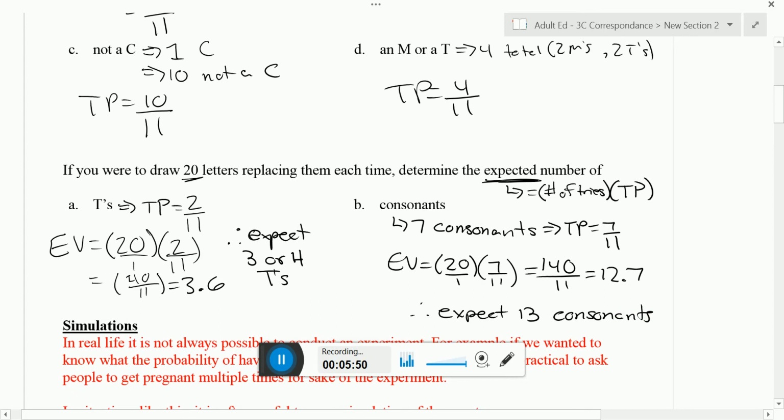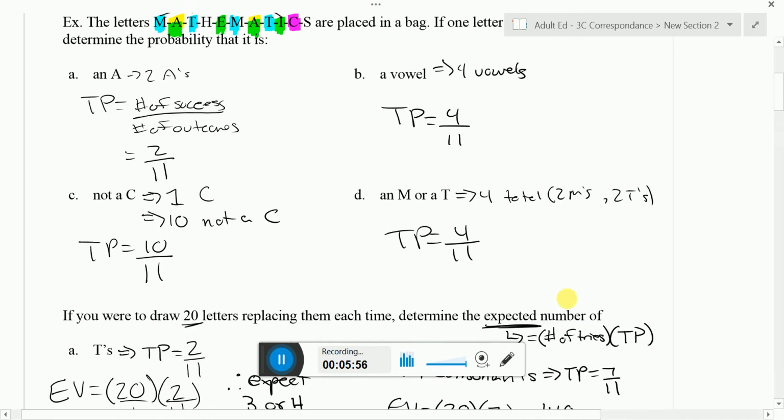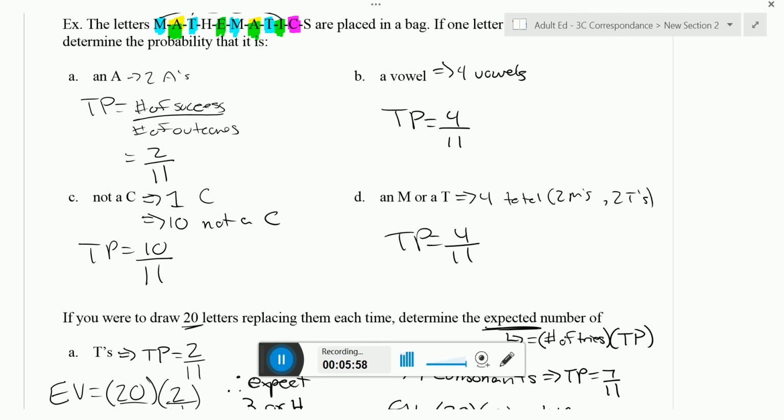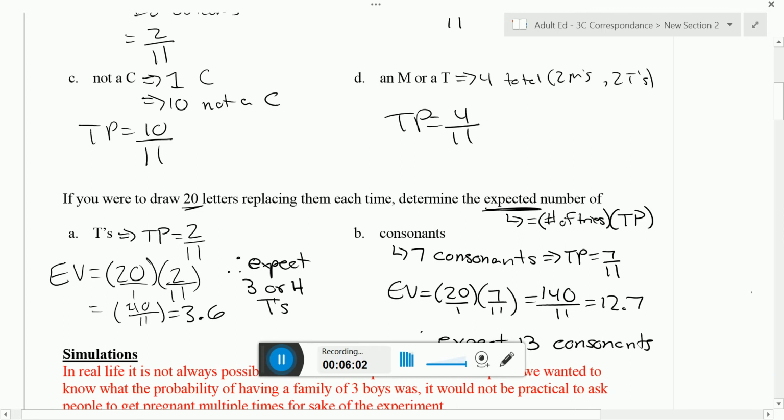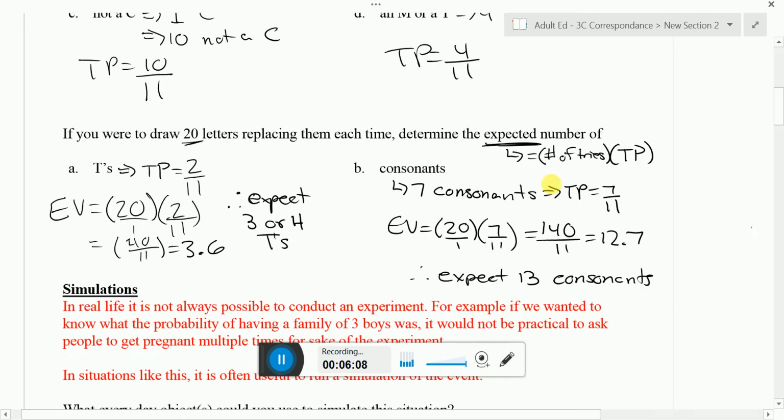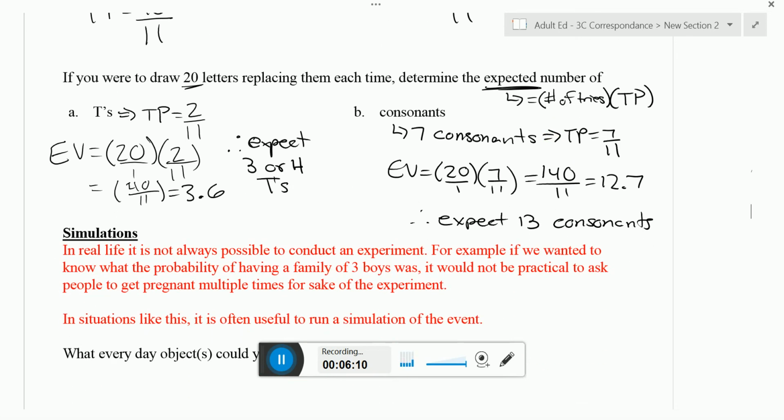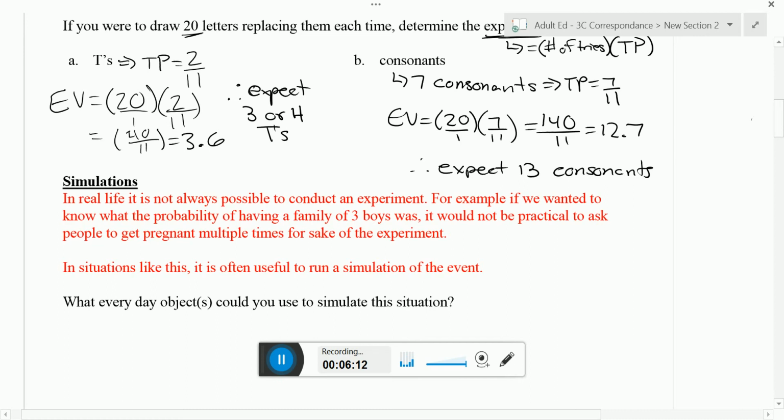If we did this a number of times, we would expect 13 more often than anything else. Now, this is everything that we just did here. We looked at it in the last lesson. There are times when we want an experimental probability on something that is just not realistic to do an experiment about, and that's when we do an experimental probability simulation.